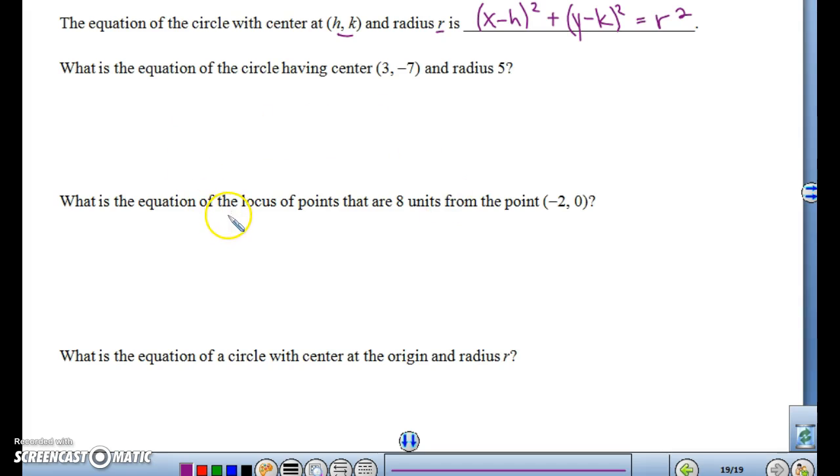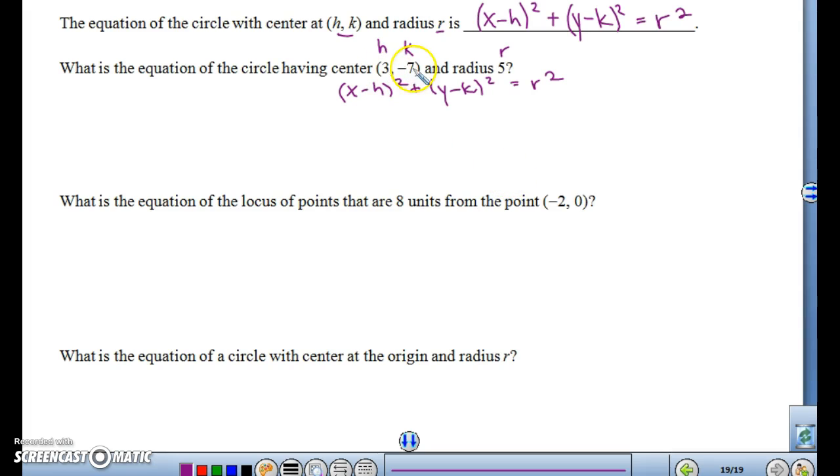So, if I asked you to write the equation of the circle having a center of (3, negative 7) and radius of 5, we need to know the center (h, k) and the radius r. So, the center is (3, negative 7), so h would be 3, k would be negative 7, and r would be 5. So take this formula, (x minus h) squared plus (y minus k) squared is equal to r squared.